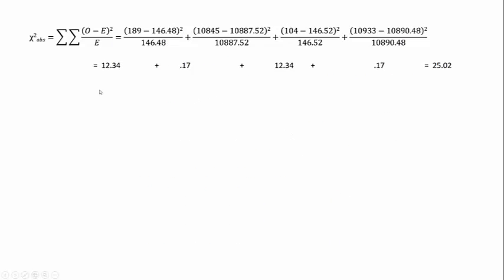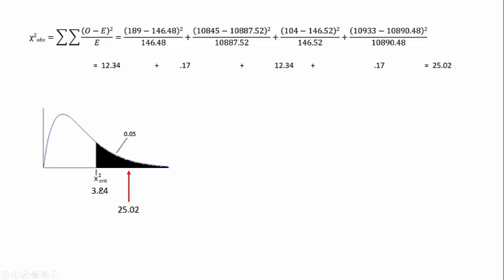Now we can go on and plug and chug through the chi-square observed formula. So it's observed minus expected squared over expected. So for each cell, I take the observed minus the expected and square that and divide by the expected. So if you go back and look at your table, you'll see all of the numbers here just plugged in. You work through each of these. So this first computation here is 12.34. This one here, you'll get 0.17. This one, you'll get 12.34 again. And this one here, you'll get 0.17. You add these four numbers up and you get 25.02.